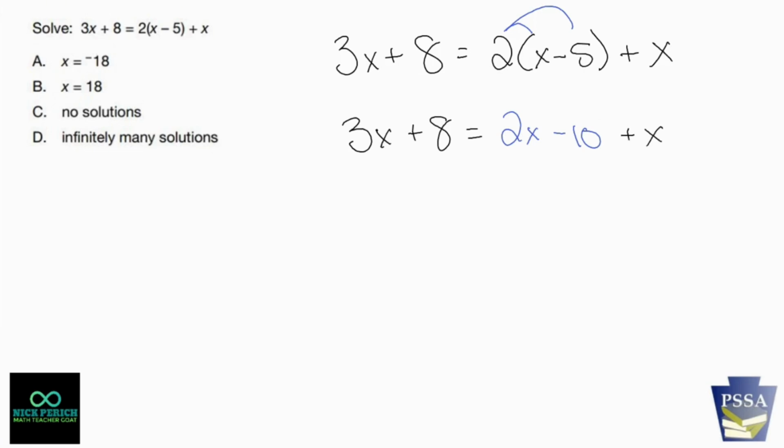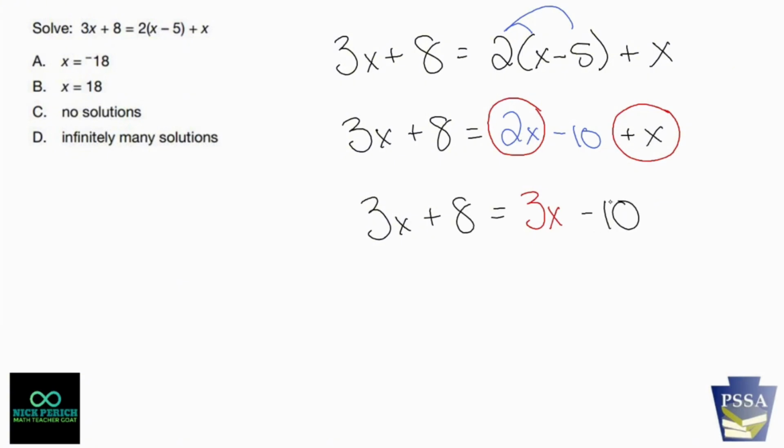Now you look at the left side and you look at the right side and see if you can combine like terms on any side. I can. On the right side, I have 2x plus x. So 2x plus x gives me 3x. Drop down the stuff you haven't touched yet. 3x + 8 equals, get out of here, 3x - 10.